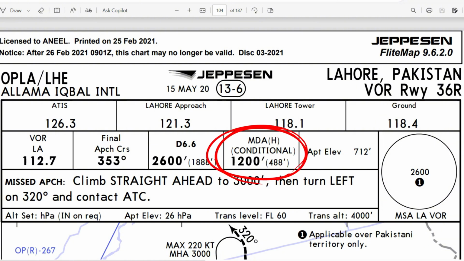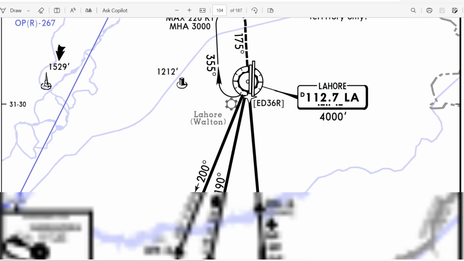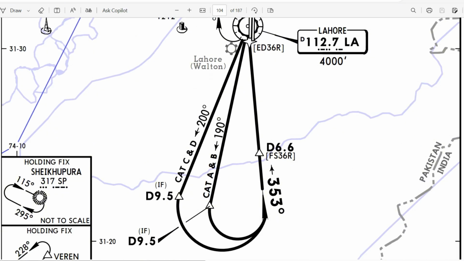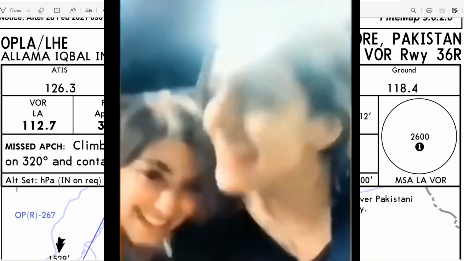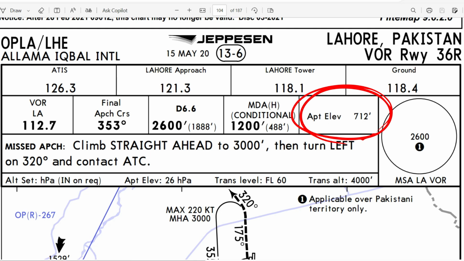So VOR approach is a non-precision approach as it gives you lateral guidance. This lateral guidance does not give you the vertical guidance. All right, so it's a non-precision approach. In a non-precision approach we refer to MDA, which stands for minimum descent altitude, that is 1200 feet. From 1200 feet you will not descend below if you are not visual with the field or you are not having the visual references of the aircraft. Then airport elevation is 712 feet.